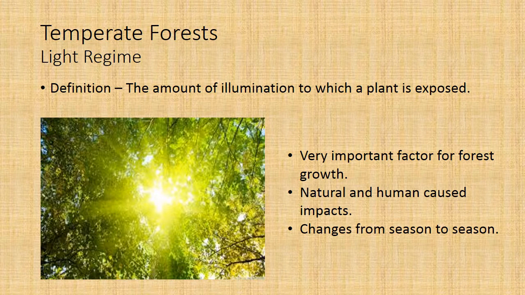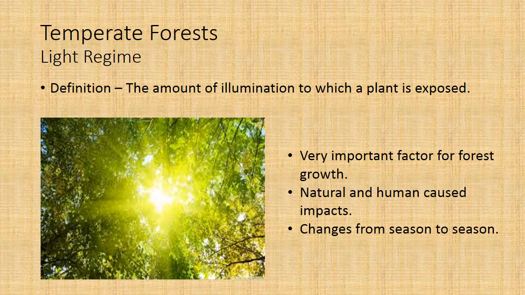The definition of the light regime is the amount of illumination to which a plant is exposed. This is a very important factor for forest growth. Typically during the fall and spring, the leaves are off of the trees and it allows light to penetrate the forest floor and understory.